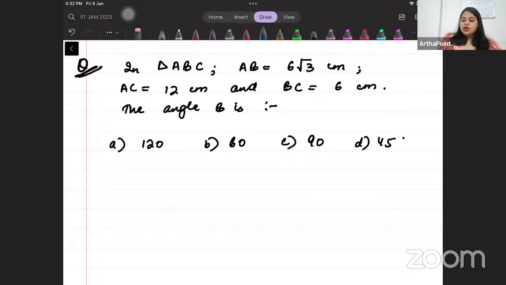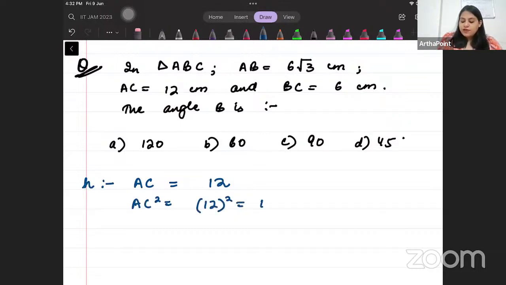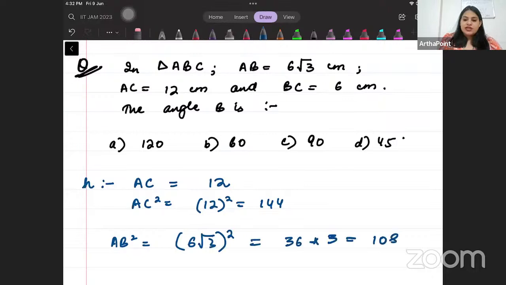Okay, let's start. First of all, I will try to see if the Pythagoras theorem directly satisfies this or not. If you see, AC is 12. It's the biggest side. So if the Pythagoras theorem is true, this must be the hypotenuse. AC square will be 12 square, which is 144. AB square will be (6√3) square, which is 36 into 3, which is 108. And BC square will be 6 square, which is 36.